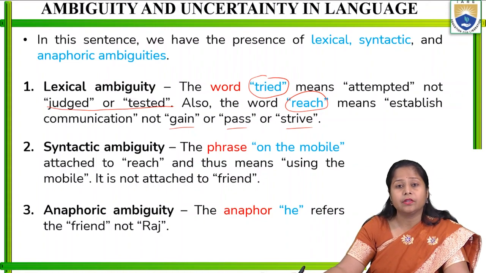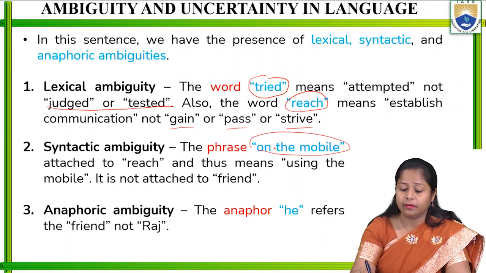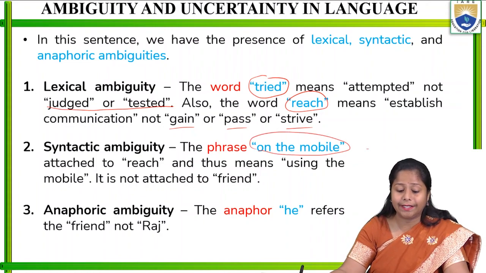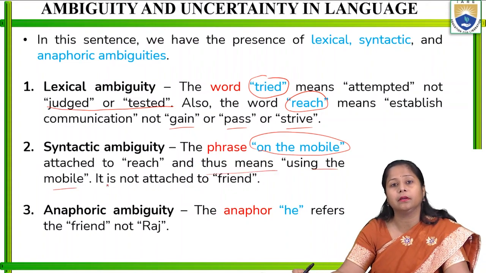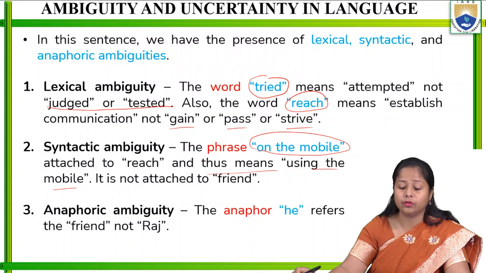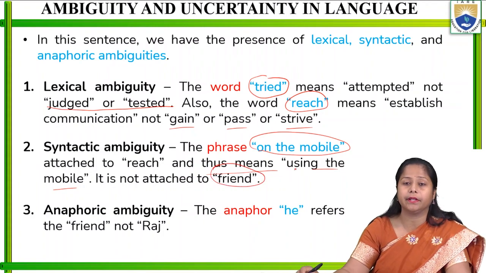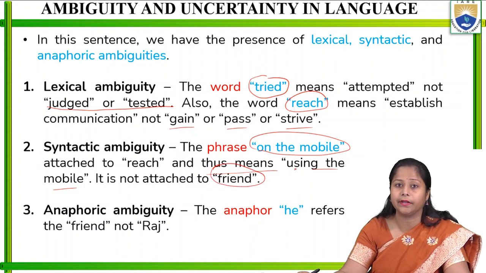Syntactic ambiguity. The phrase in the sentence, on the mobile, is interpreted as attached to reach. It has been attached to the word reach, and that means using the mobile. This means Raj is using the mobile to make a call to his friend. So it is not attached to friend, it is separated from that particular phrase.